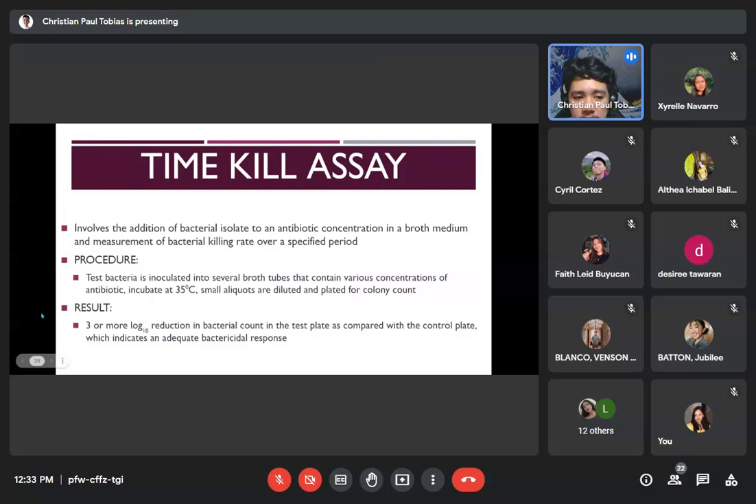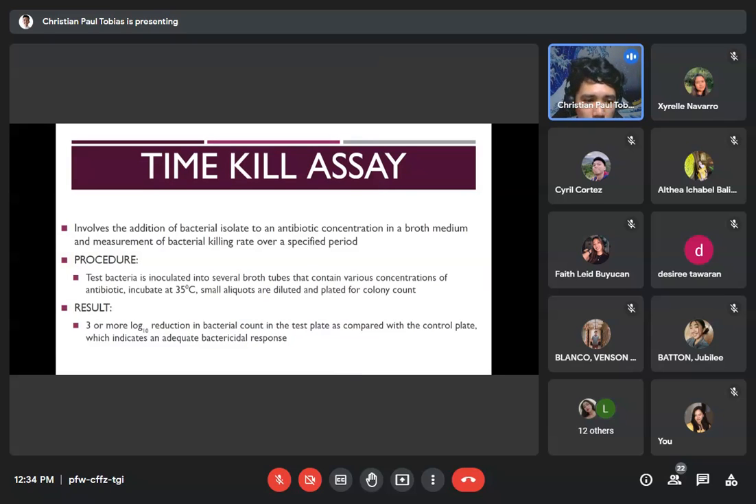So how? You will test the bacteria inoculated into several broth tubes that contain various concentrations of antibiotic. You will incubate at 35 degrees Celsius, then small aliquots are diluted and plated for colony count. Bago ka naman mag-count, syempre, pag i-clinate mo na, i-incubate mo ulit. Result: 3 or more log reduction in bacterial count in the test plate as compared with the control plate, which indicates an adequate bactericidal response.